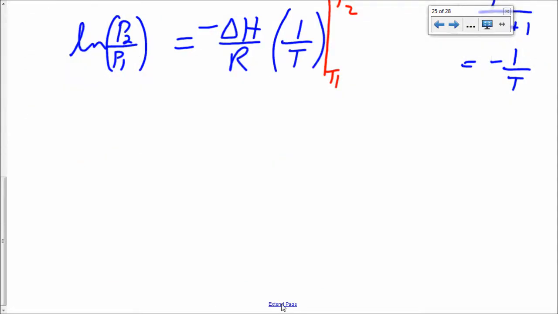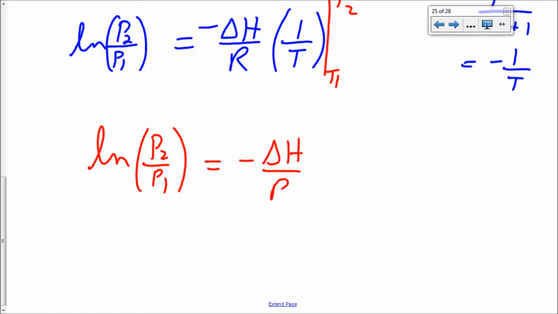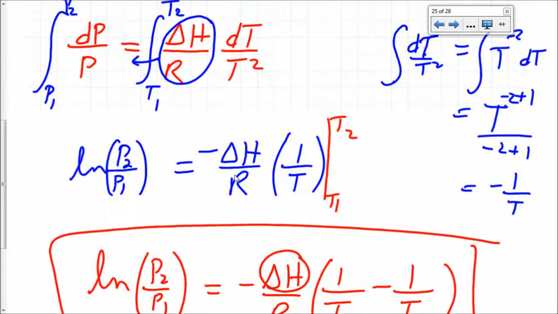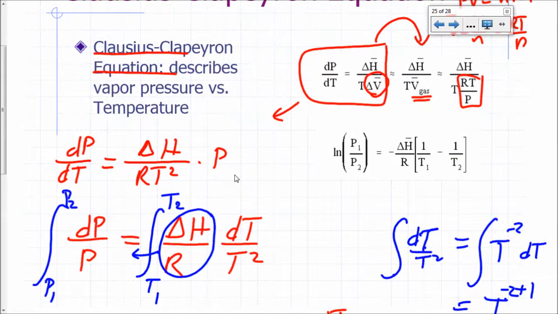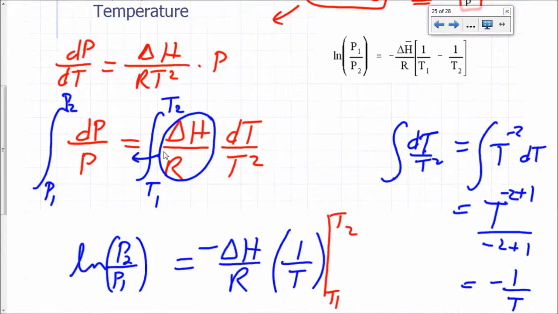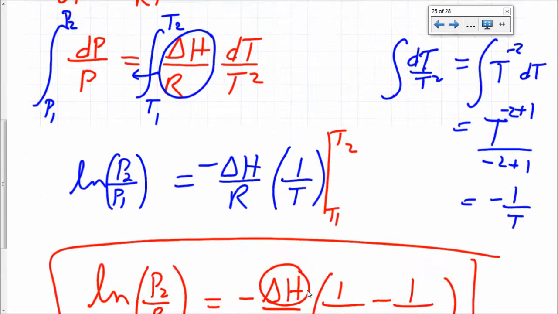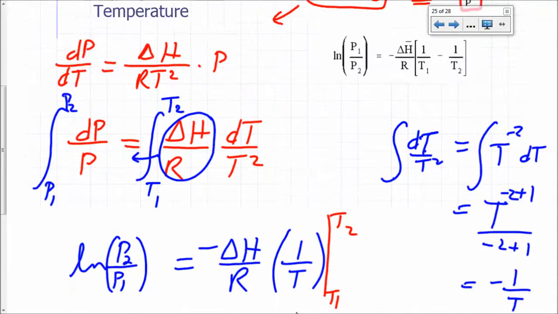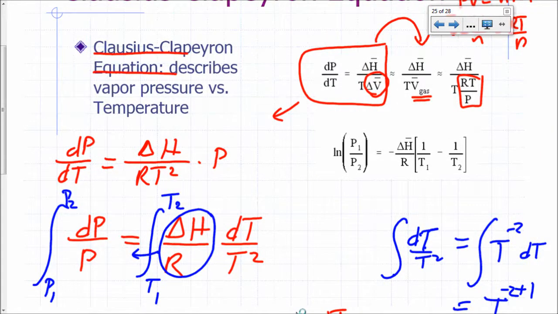So what I have now is this equation right here. ln of P2 over P1 equals negative delta H over R, 1 over T2 minus 1 over T1. What is this delta H? That's the enthalpy of vaporization. We're going from liquid to gas. If you're doing liquid-gas equilibrium. If the pressures here are the vapor pressure of a solid, then that would be the delta H of sublimation. So this is your equation right here, your Clausius-Clapeyron equation.